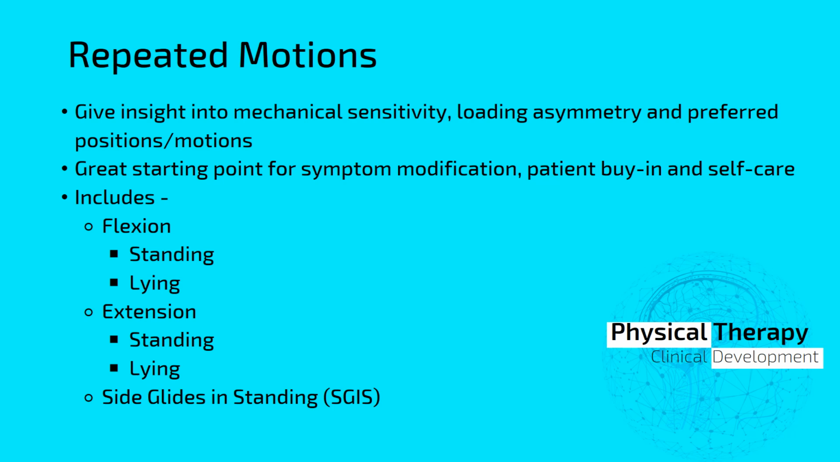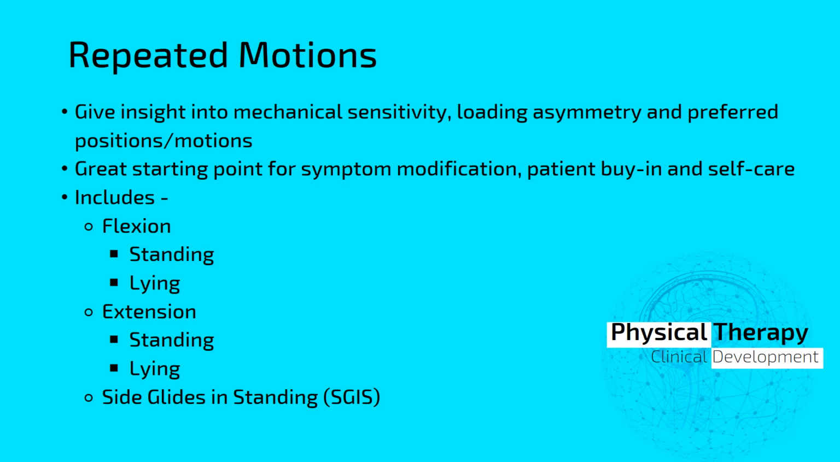So repeated motions are going to include flexion, extension, and side glides. In other words, we're going to look at somebody doing standing flexion or a toe touch. Oftentimes we'll have them do sets of 10, and you're really looking for a reproduction of the patient's pain, a worsening of the patient's pain, or an improvement in their pain. And then you're going to take note of that.